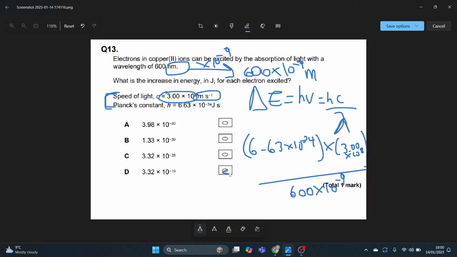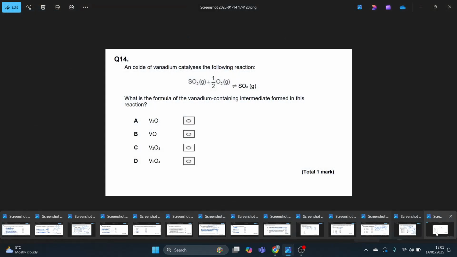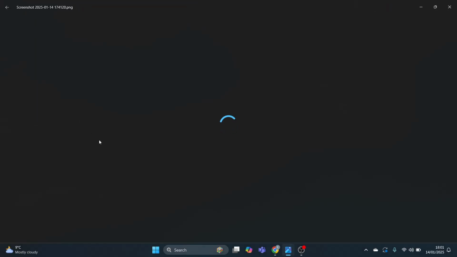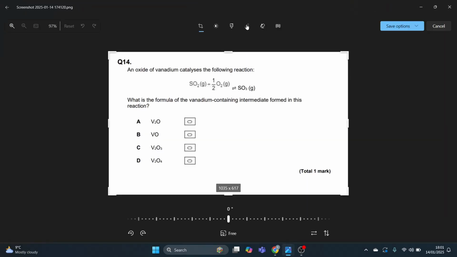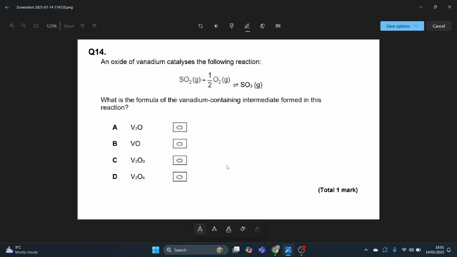The answer is D. So this question really only needed you to memorize the formula and convert between nanometers and meters, and you should get the answer. Not an extremely difficult one. And question 14. An oxide of vanadium catalyzes the following reaction: SO2 gas plus a half O2 gas in a reversible reaction to SO3 gas. So what is the formula of the vanadium containing intermediate formed in this reaction?